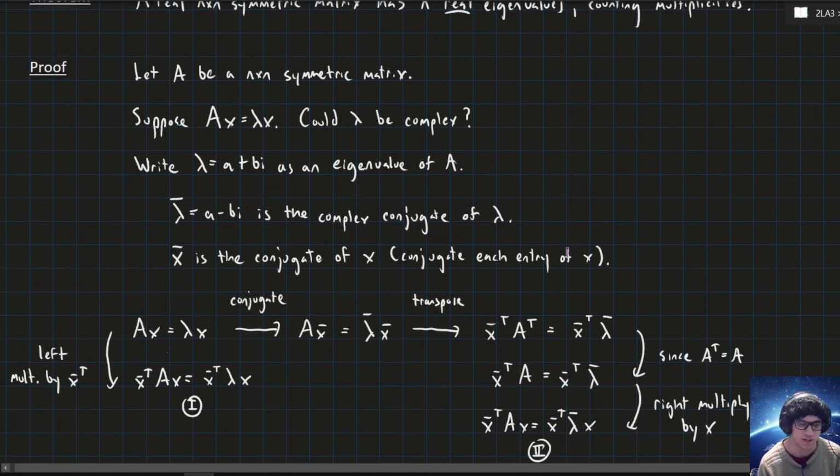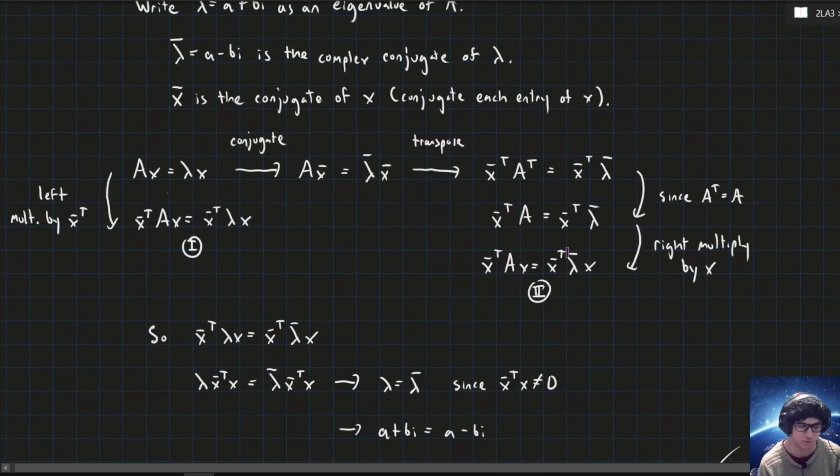Okay, so here's how we're going to prove that the eigenvalues are actually purely real. We're going to start with the eigenvector equation. If we just look at it, here's what we can do. We can left multiply by x conjugate transpose and get this equation here. That will be our first equation.